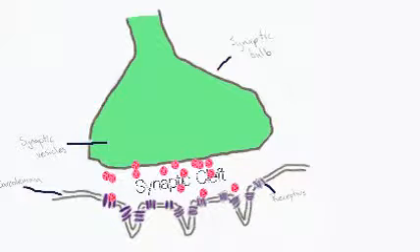Remember how I mentioned those receptors are ligand-gated ion channels? Well, there are two different types of neurotransmitters to keep in mind. Now, these two different types of neurotransmitters are what open the receptors.